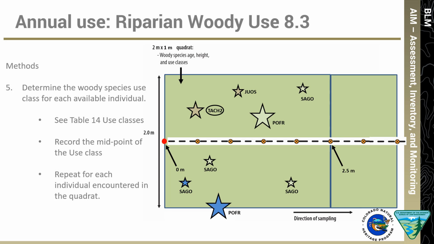Step 5 is, after you've determined if an individual is available, then determine the woody species use class of each individual. This process is repeated for the first available individual of each riparian woody or key species encountered within the quadrat. Review the browse class descriptions in Table 12 periodically while reading the quadrats to maintain precision and accuracy.